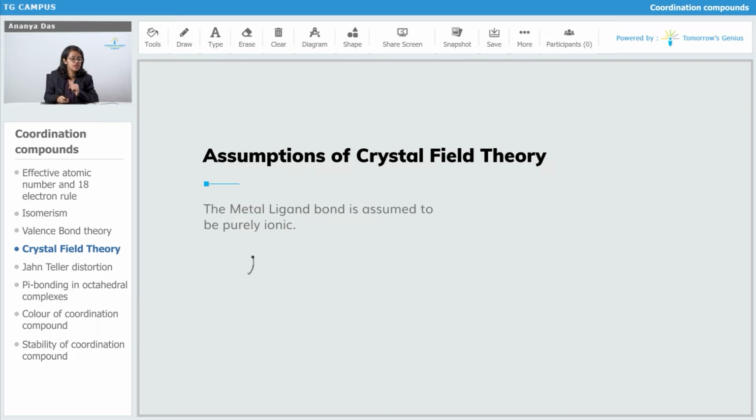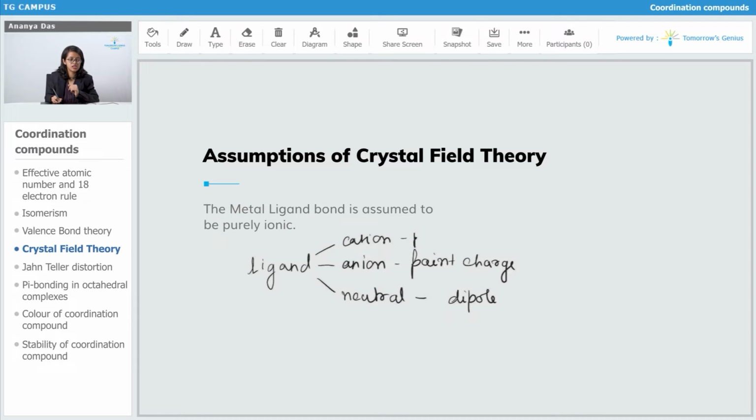In that, if the ligand is an anion, it is considered to be a point charge. And if the ligand is a neutral molecule, it is considered to be a dipole. And if the ligand is a positive ion or a cation, then also it is considered as a point charge.